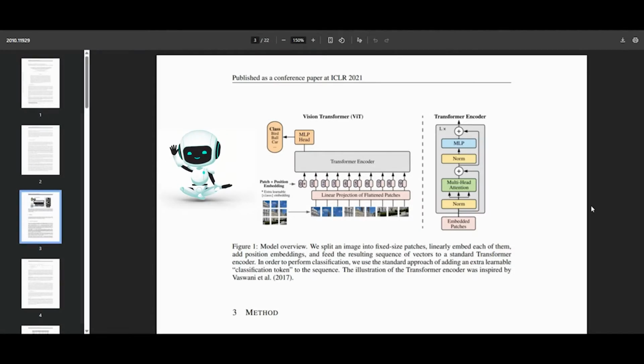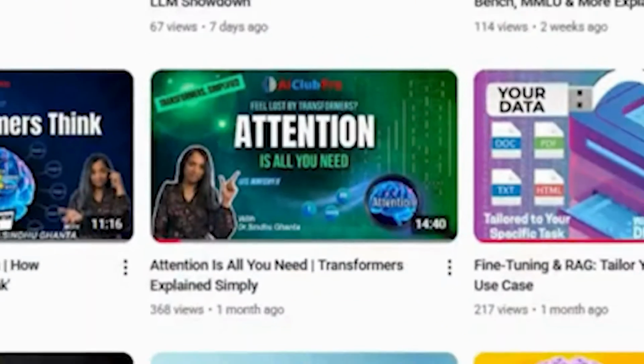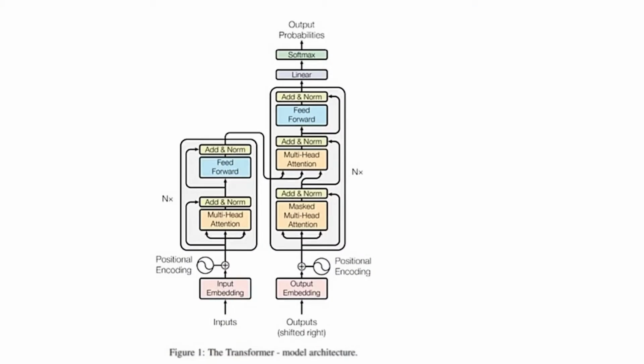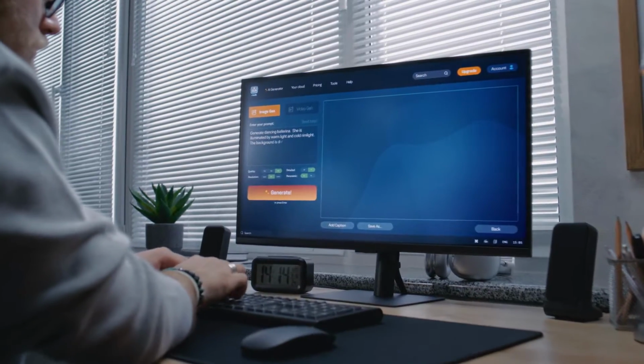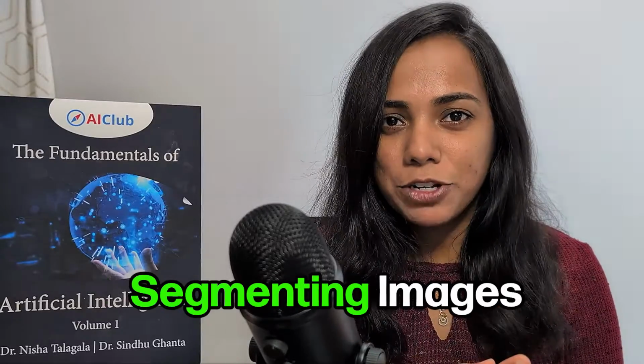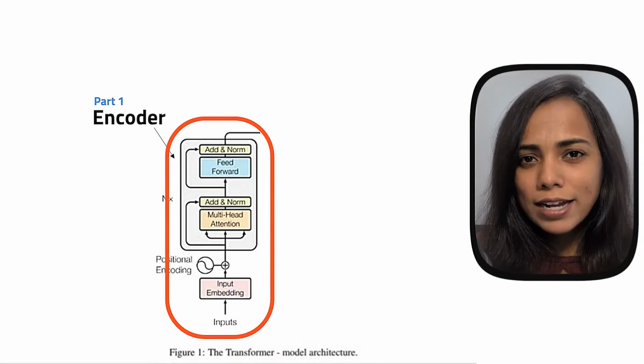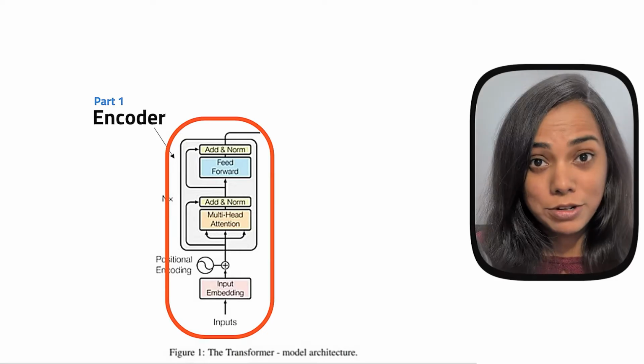Here's the famous diagram from the paper Attention is All You Need. If you're seeing this for the first time, we have a separate video called Attention is All You Need, Transformers Explained Simply. I highly recommend checking that out first. The original transformer uses an encoder-decoder architecture, which is mainly designed for tasks like language translation. But for computer vision tasks like classifying or segmenting images, we typically only need the encoder part. So how exactly does that encoder handle images?